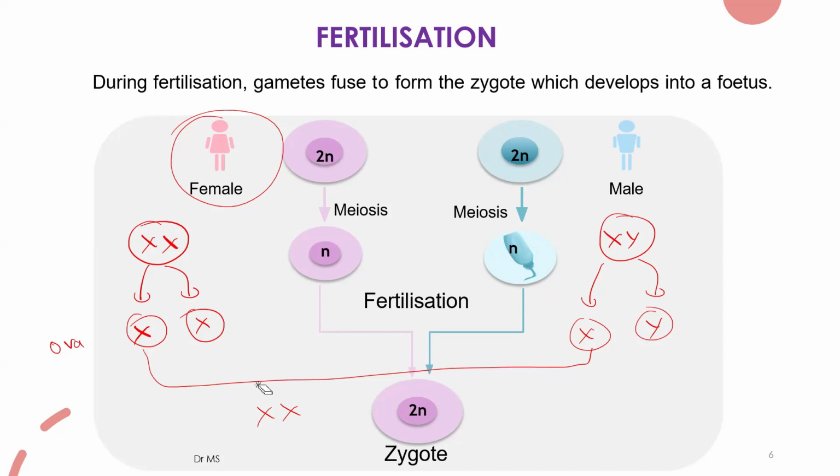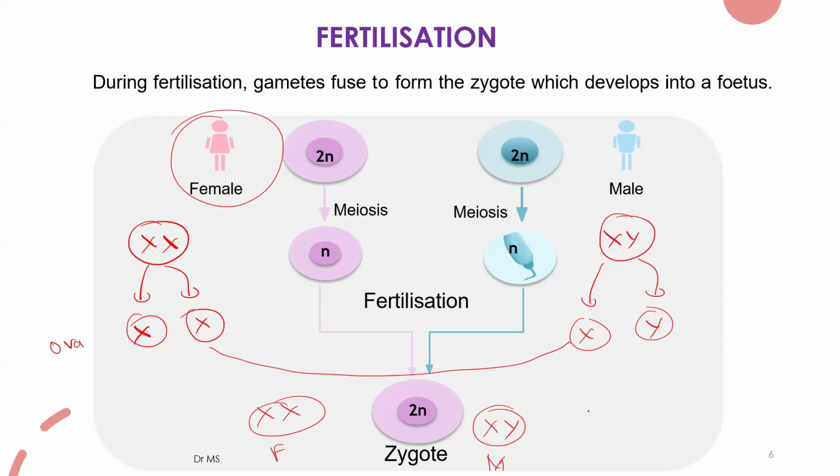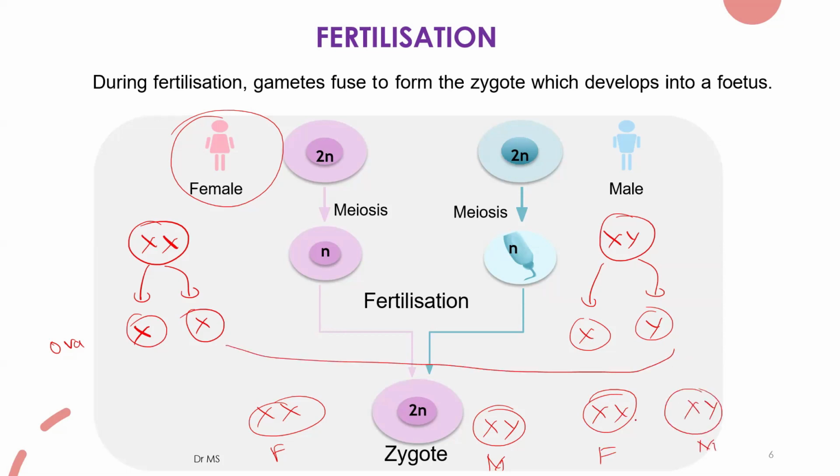Suppose this X combines with this X, then you will get XX, which is a female. This X will combine with this Y, and that will give XY, which is a male. And this X could combine with this X, and you have a chance of getting a female. And this X will combine with this Y, you have the chance of a male. So if you see here, out of four, two were female and two were male.